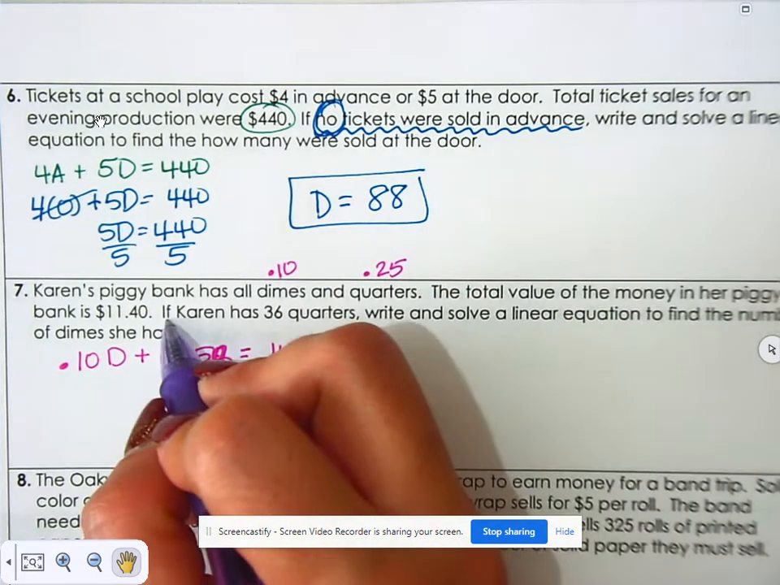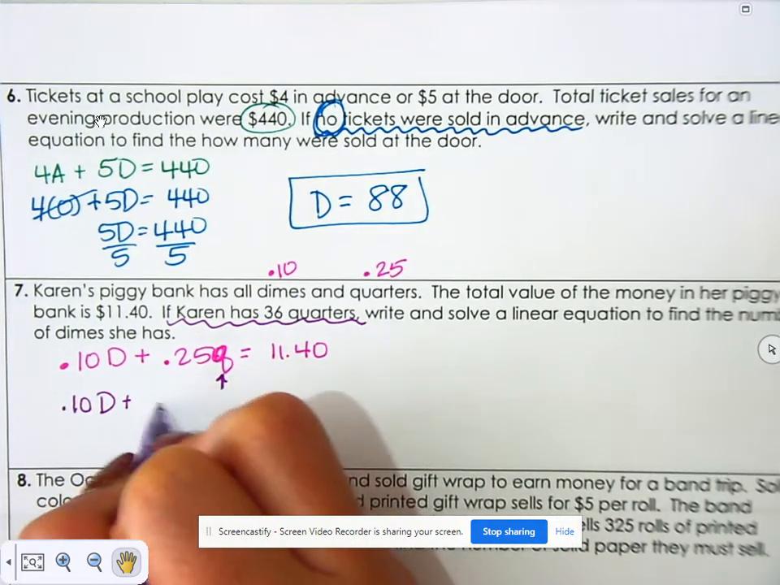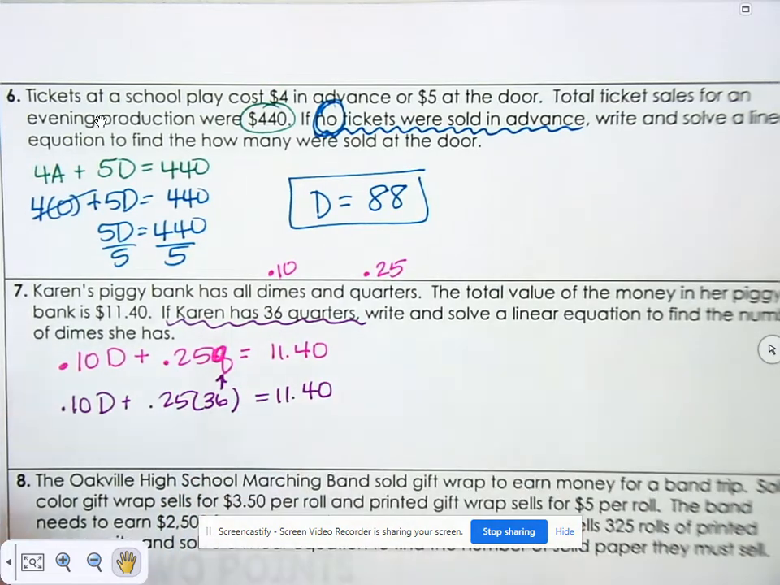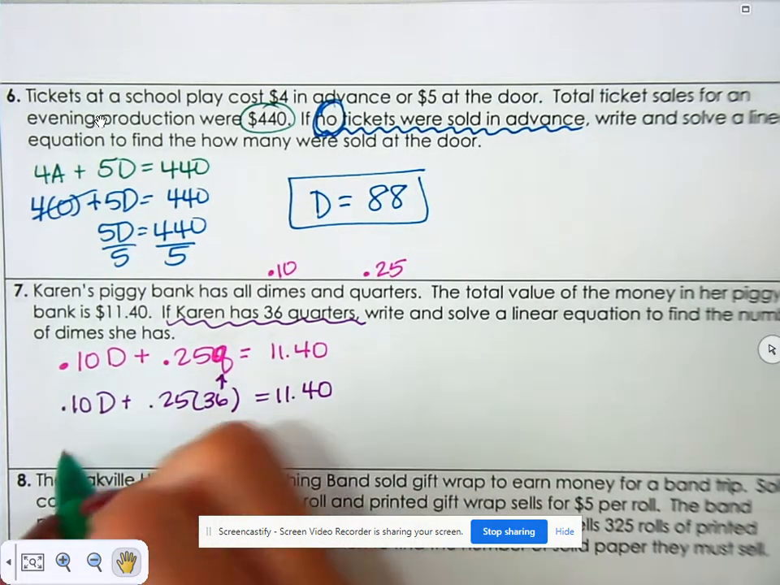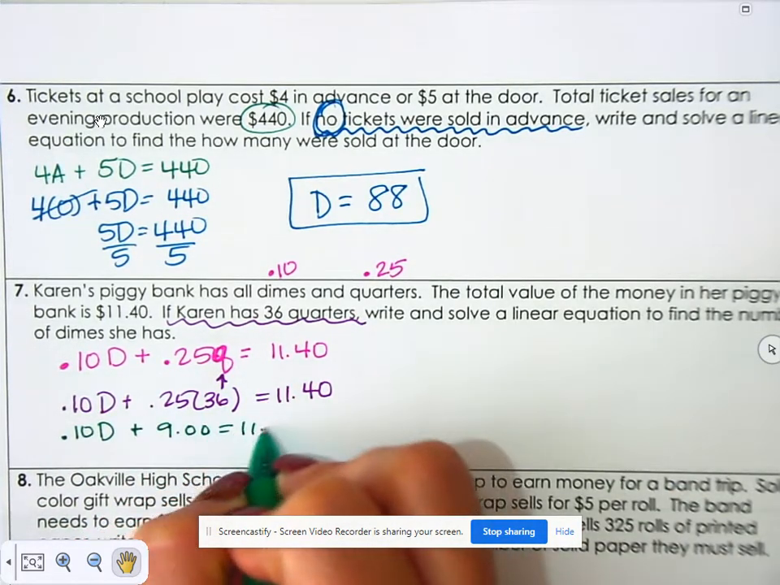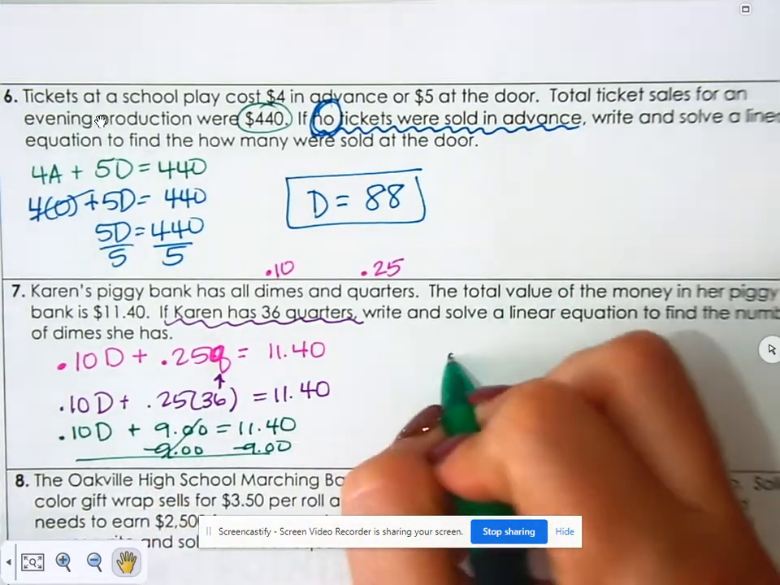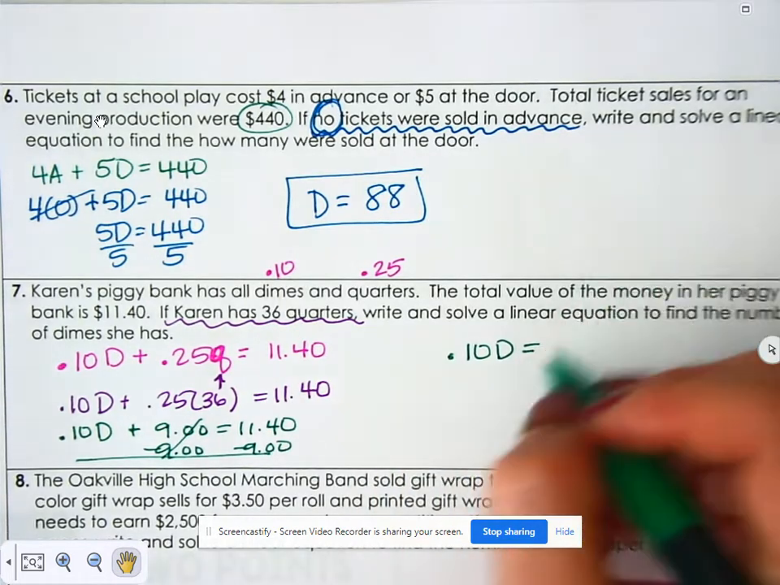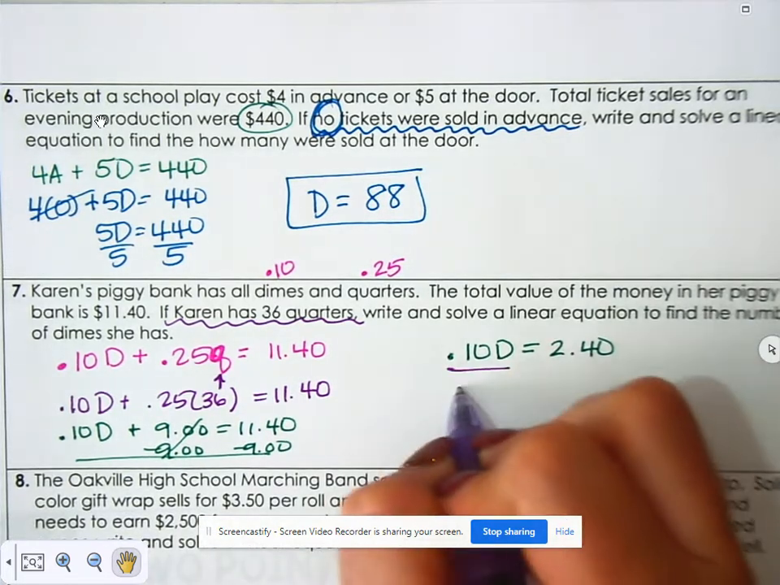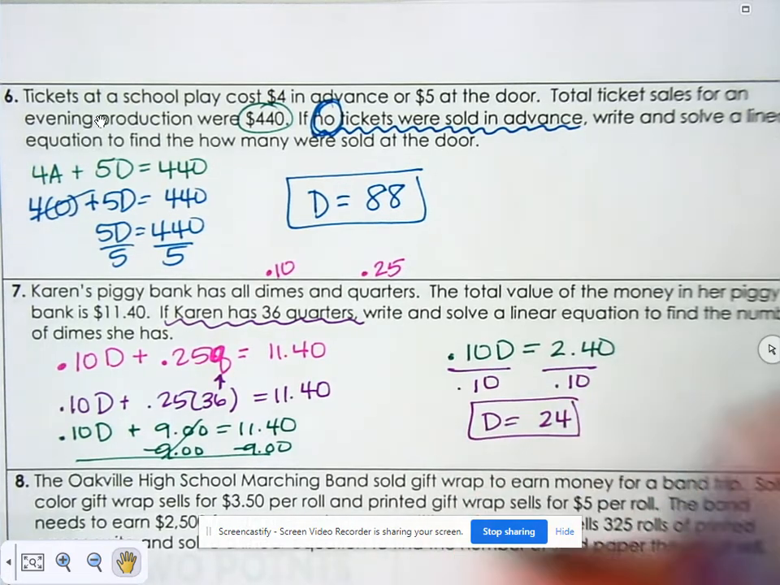Now, if we keep reading, it does tell me Karen has 36 quarters. So I'm going to put 36 in here. All right, that gives me $9. So I'm going to move the $9 over. And I've got 0.10 times dimes is going to be equal to $2.40. So when you divide by 0.10, you are going to get 24 dimes.